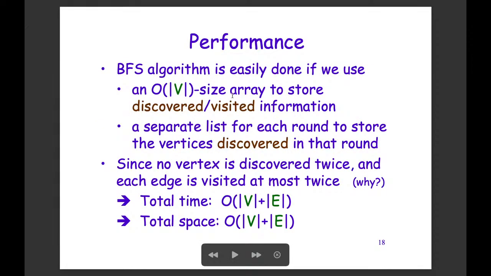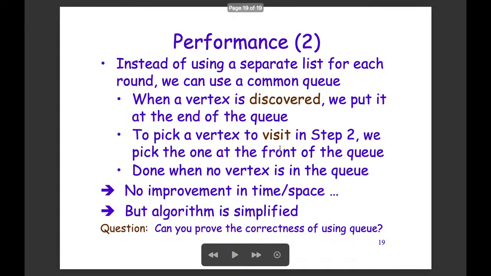Okay, so here, although we are looking at an algorithm that looks like we are going to maintain a list of vertices discovered in each round, we don't need to do so. When we implement this algorithm, we just need to keep a single list that is shared by all the vertices discovered in different rounds. So we don't need a separate list for each round. We can use a common queue.